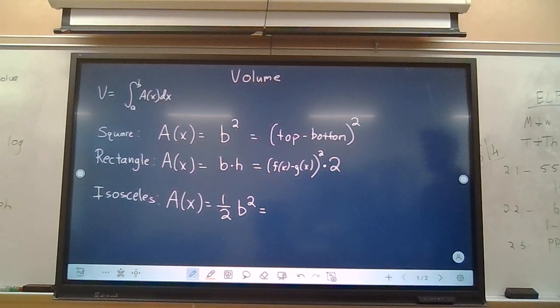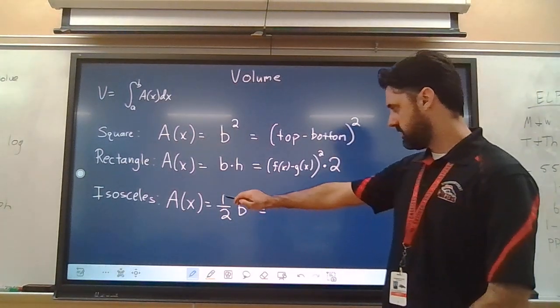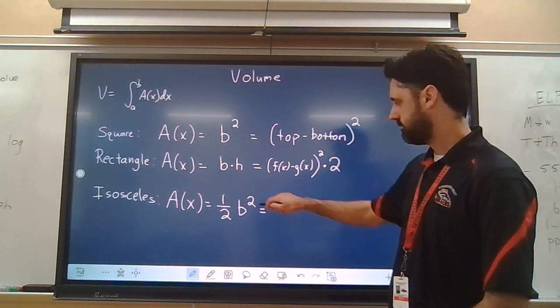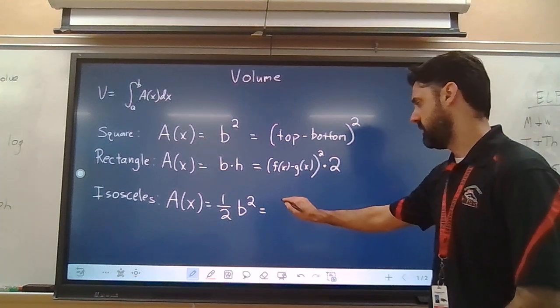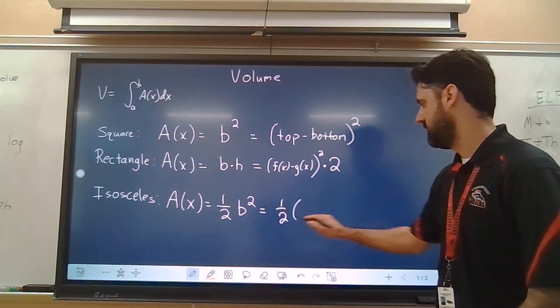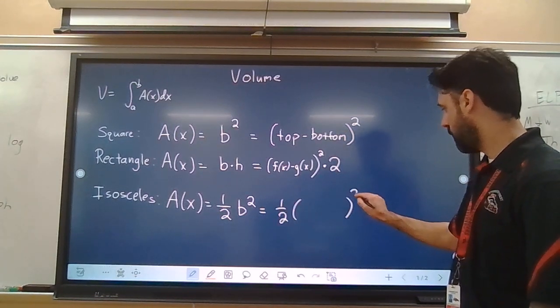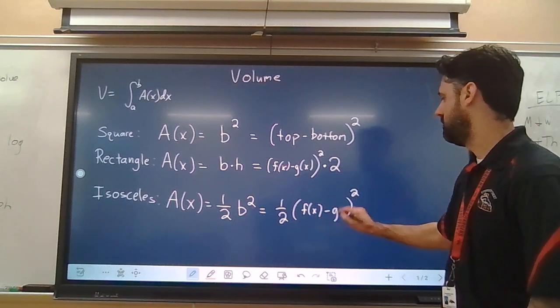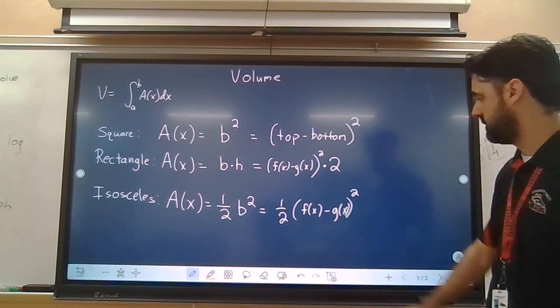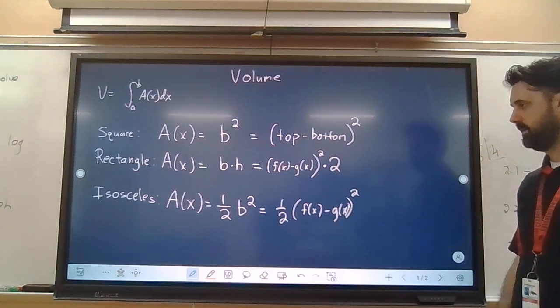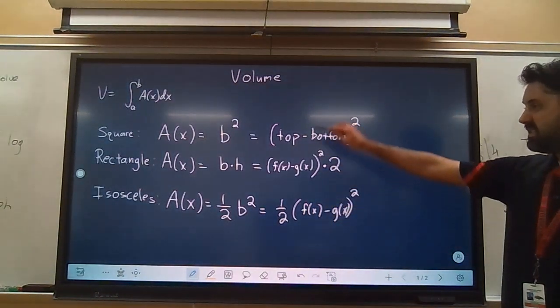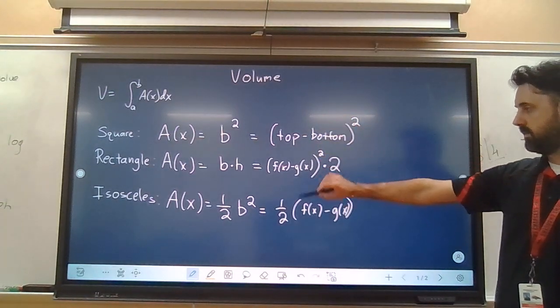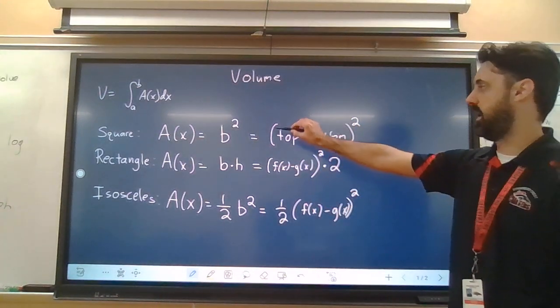All right, an isosceles right triangle. Our area is 1/2 times base times height, but the base and the height are the same. So here we would have 1/2 times the base squared, and the base again is always going to be the top function minus the bottom function if there is one. Again, sometimes that bottom function is 0. Okay, so these are our setups here. Again, none of these have a pi in them.